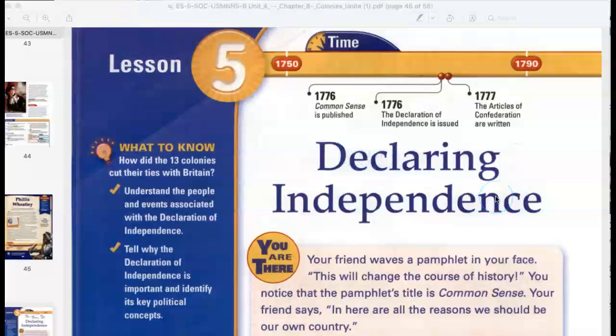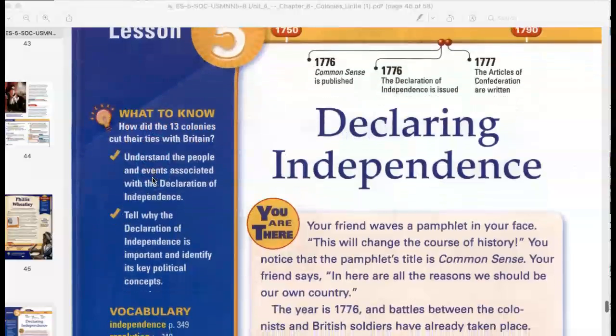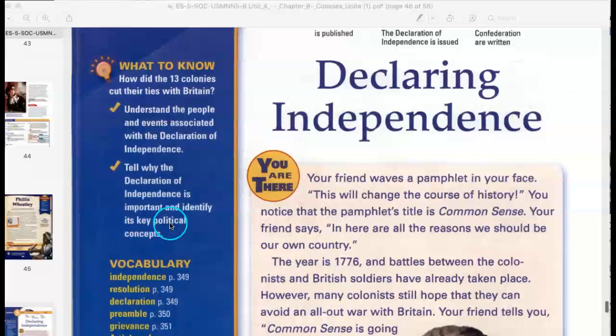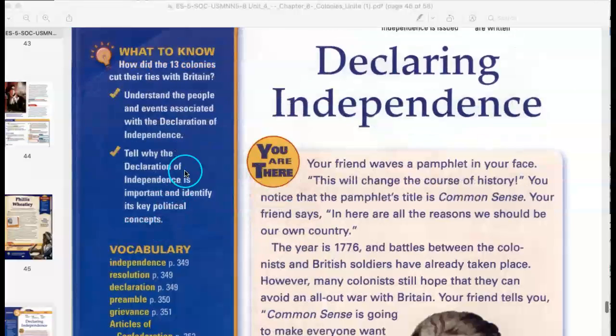Chapter 8, Lesson 5, Declaring Independence. What to know? How did the 13 colonies cut their ties with Britain? How do they separate? Understand the people and events associated with the Declaration of Independence. Tell why the Declaration of Independence is important and identify its key political concepts.